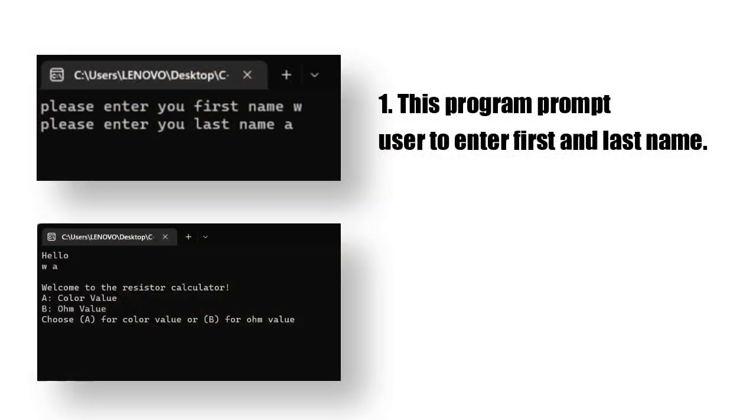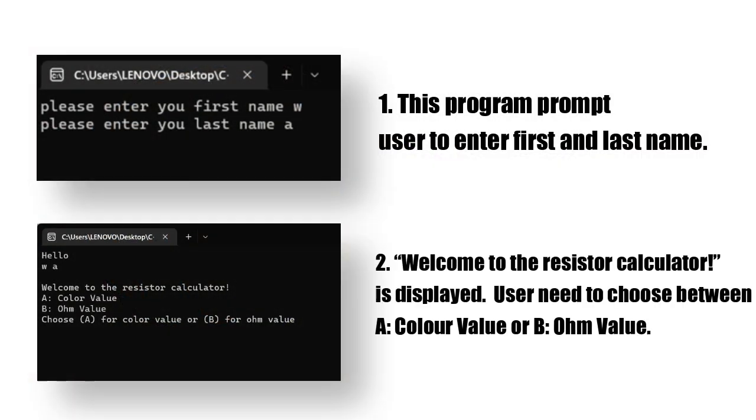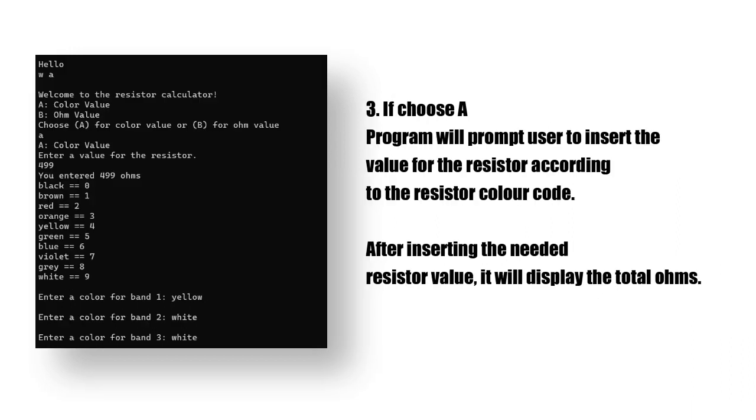Prompt the user to enter first name and last name. Welcome to the resistor calculator is displayed. The user needs to choose between A, color value, or B, ohm value. If choosing A, the program will prompt the user to insert the value for the resistor according to the resistor color code. After inserting the needed resistor value, it will display the total ohms.